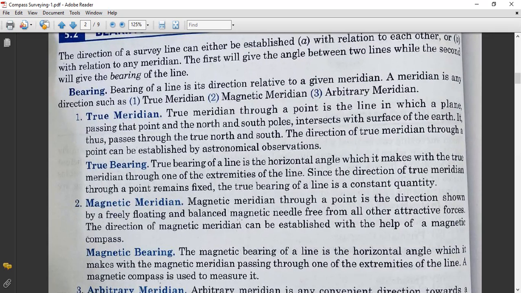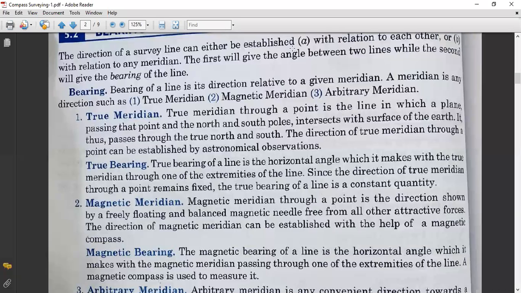True meridian through a point is the line in which a plane passing through that point and the north and south poles intersects with the surface of the earth. The direction of the true meridian through a point can be established by astronomical observation. True meridian divides the earth into exactly two halves. In the previous class, I showed you the figure where the earth, which is spherical, is exactly divided into two parts, north and south. So that is called the true meridian.